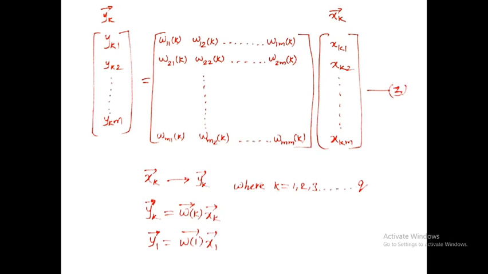The last but one equation in this slide: YK bar is equal to W of K bar into XK bar. It represents that the kth pattern output is equal to the kth pattern's corresponding connection link weight into the kth pattern input vector. If you substitute K equal to 1, that is nothing but the first pattern output: Y1 is equal to W of 1 into X1. Again, Y, W, X can be equated to this third equation.